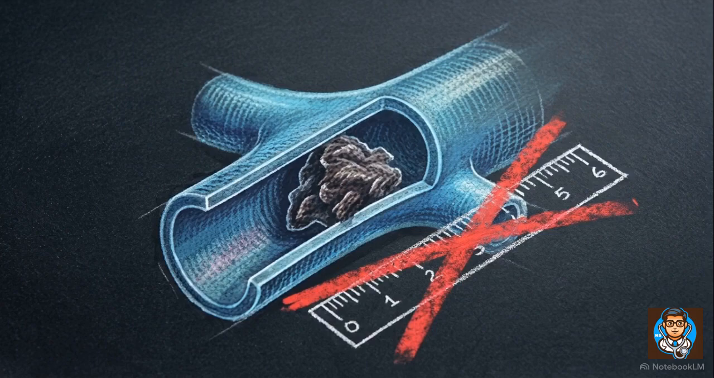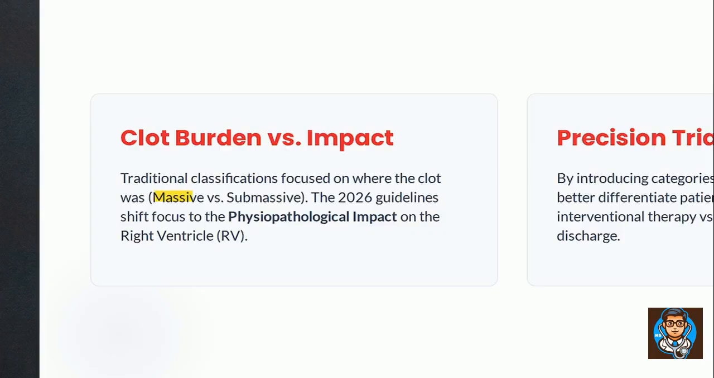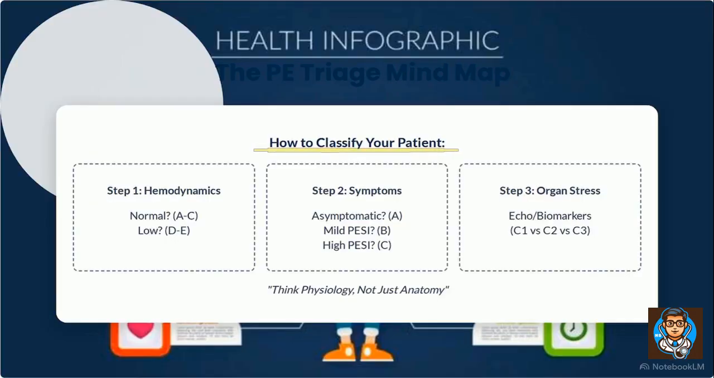Classifying pulmonary embolisms by clot size, labeling them as massive or submassive, is no longer the clinical standard. The 2026 guidelines replace anatomical measurements with a physiological focus. Triage is now based entirely on how the clot impacts the right ventricle. This three-step triage map classifies patients into categories A through E.